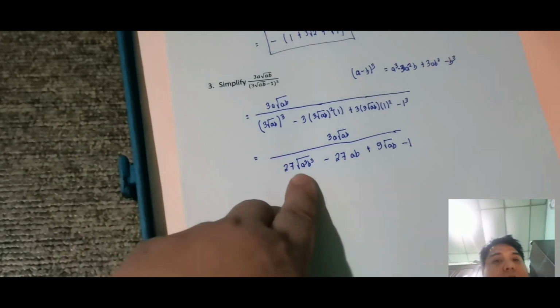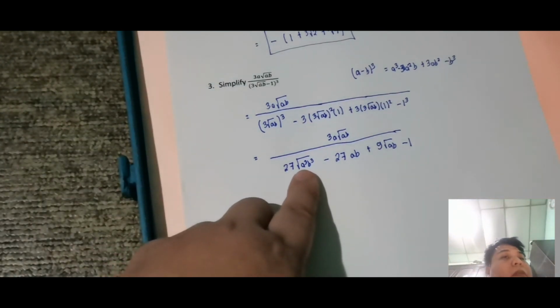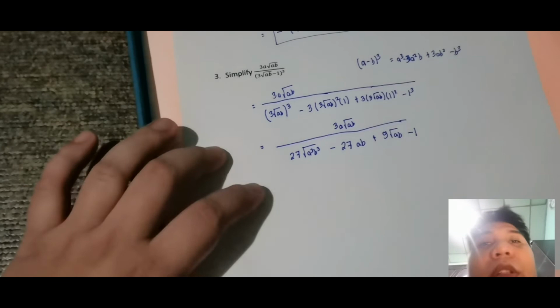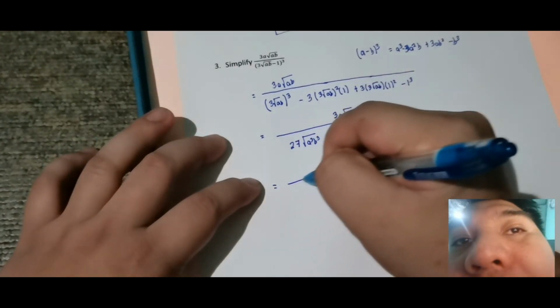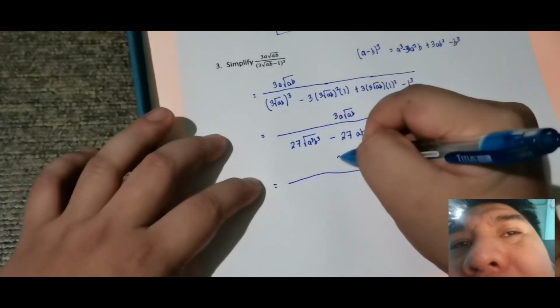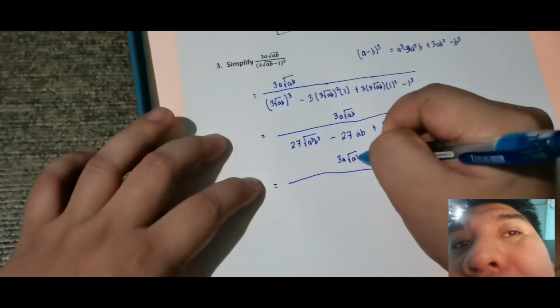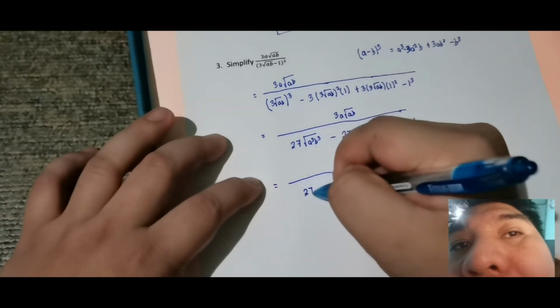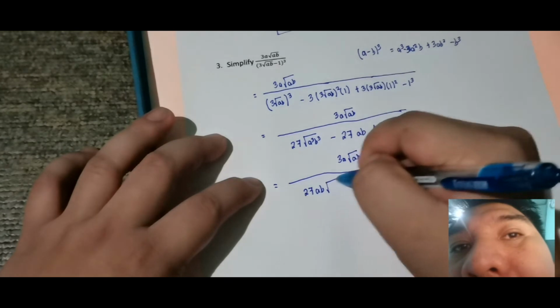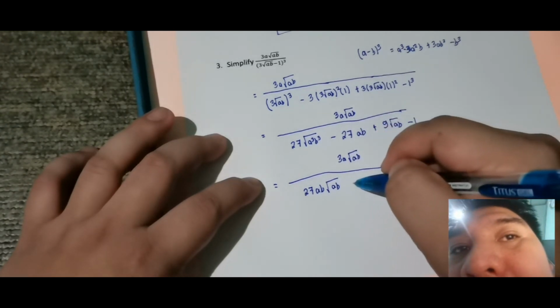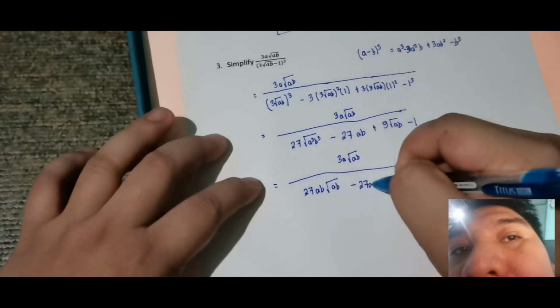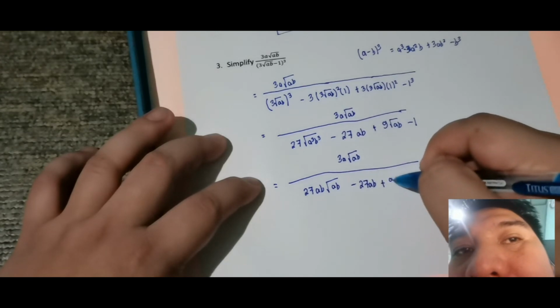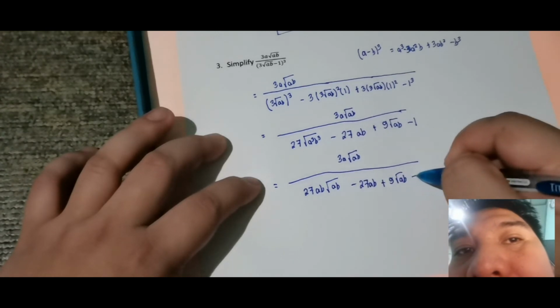Okay, lastly, ito pwede maglabas ng ab dito. Okay, tama kasi may factor yun eh. So, this is equivalent sa, hindi yata, this is 3a square root of ab, then this is 27ab square root of ab, minus 27ab plus 9 square root of ab minus 1.